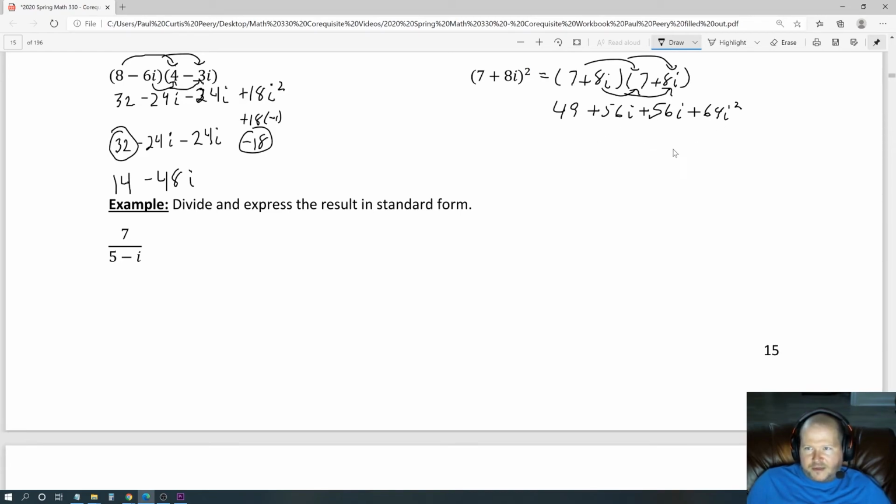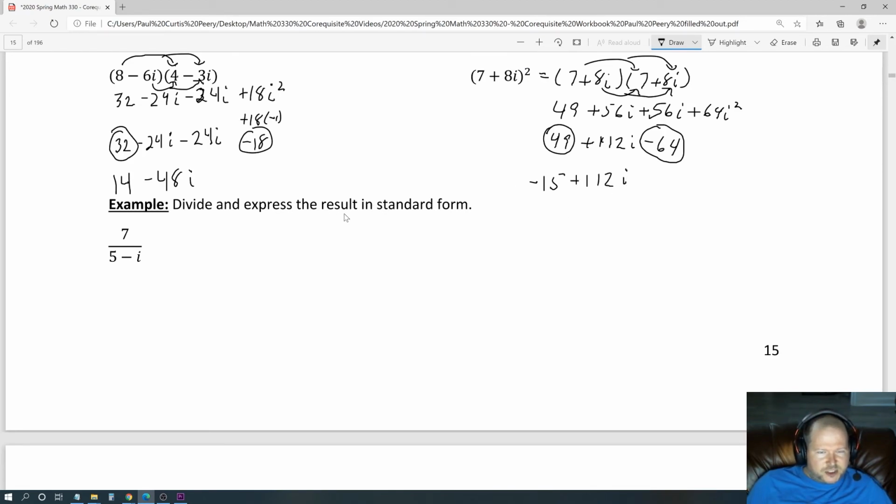Okay, now we flip it. So we're going to keep the 49 plus, and 56 plus 56 is 112i. And then you would say, instead of it being a plus 64i squared, it's minus 64. Combine like terms. The 49 minus 64 would be a -15. And then you would keep the plus 112i.